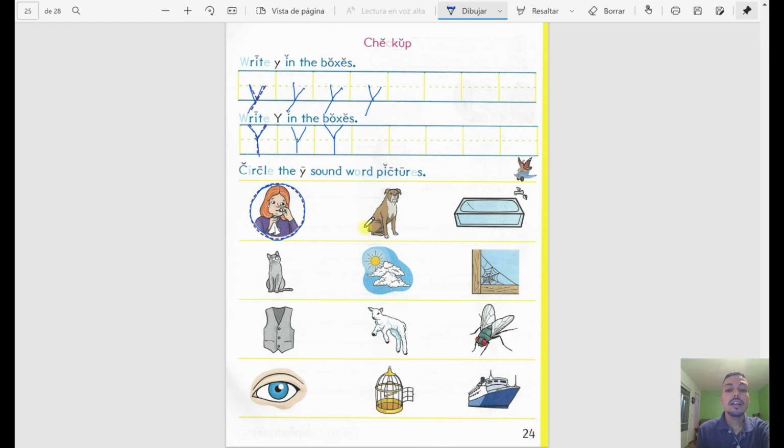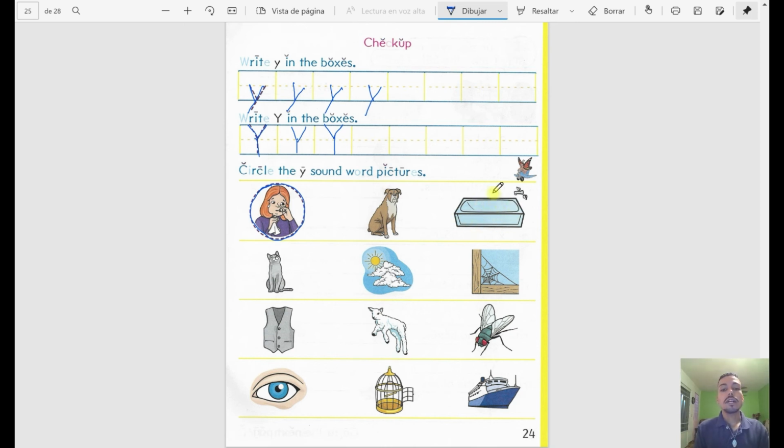Dice aquí dog. Dog has the sound I. Dog. It has the sound. No, very good. It doesn't have it, so we have to leave it in blank, okay? We don't circle it.